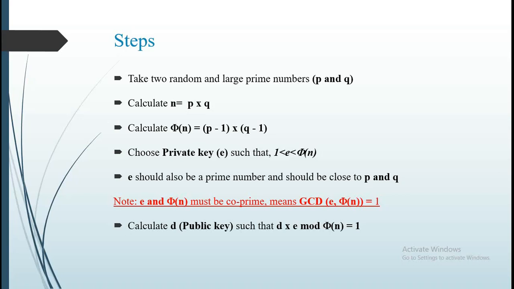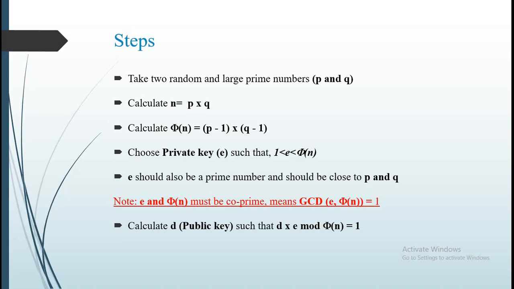It means that the GCD, the greatest common divisor, of E and phi of n must be equal to 1. Okay, then we need to calculate the public key such that the product of the public and private key, mod phi of n, must be equal to 1.